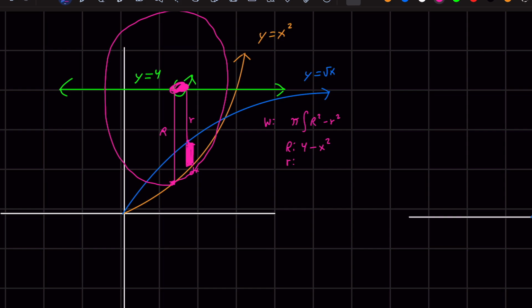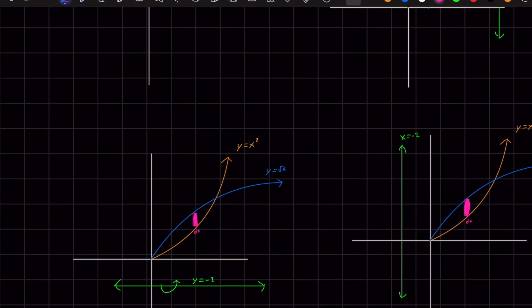Now for little r, same thing, top minus bottom. So what's the top of the line that we just drew, our little r? Right here, y equals 4. Y equals 4, and then the bottom is this function, y equals radical x. So that's going to be 4 minus radical x.